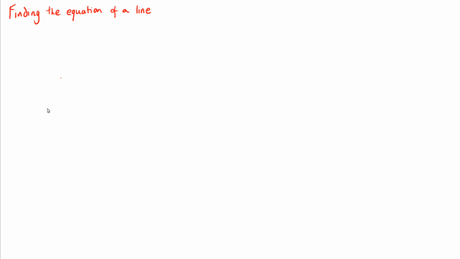In this video we're going to have a look at finding the equation of a line. We're going to be finding the equation given 2 points, and we're also going to find the equation given the graph. So if we're given 2 points, let's say (-3, 8) and (5, -2).